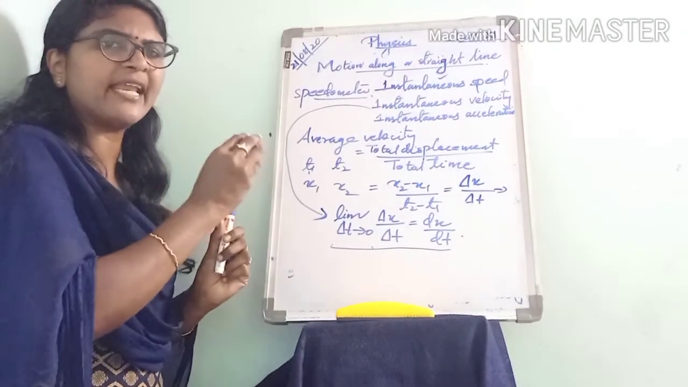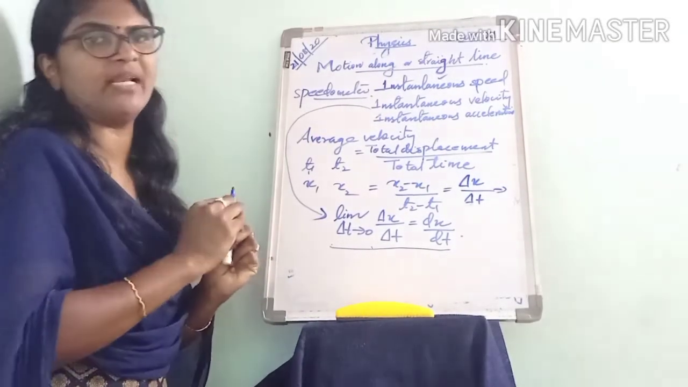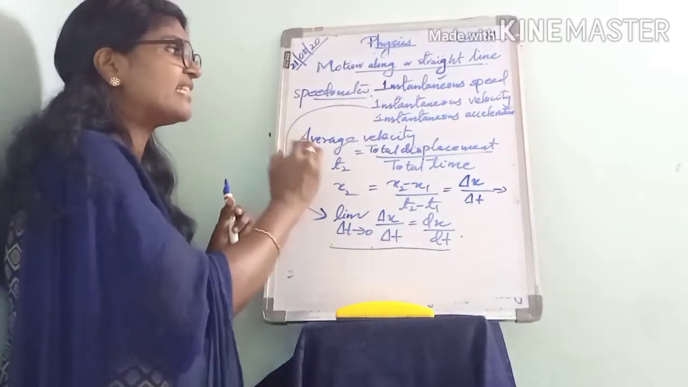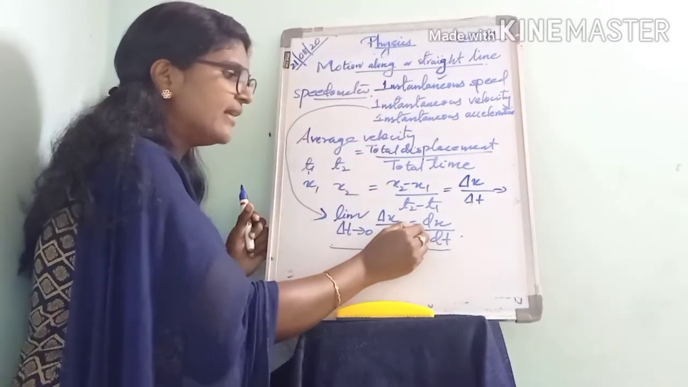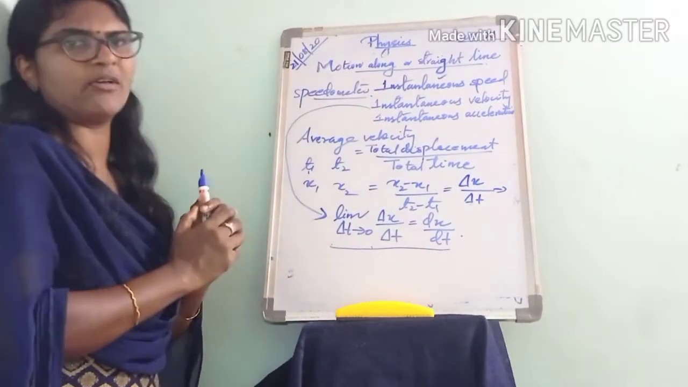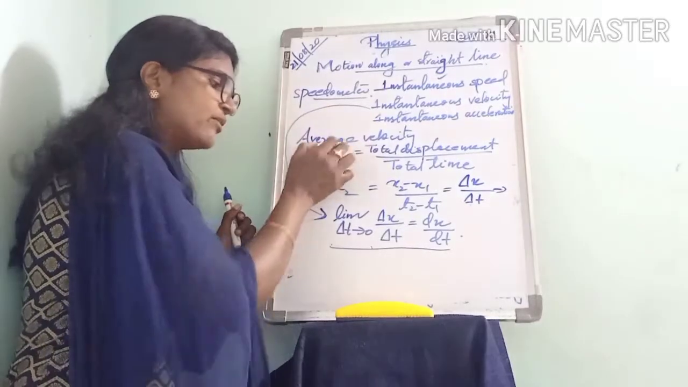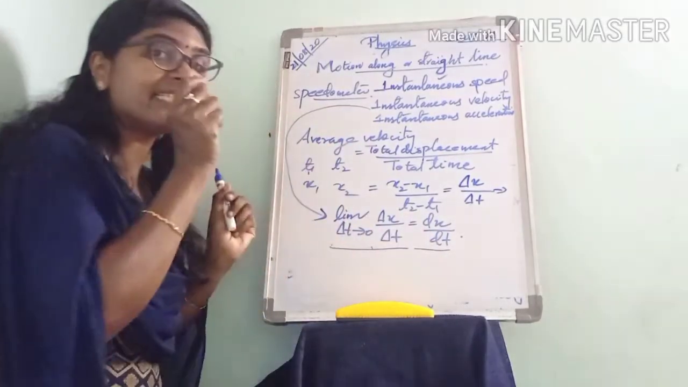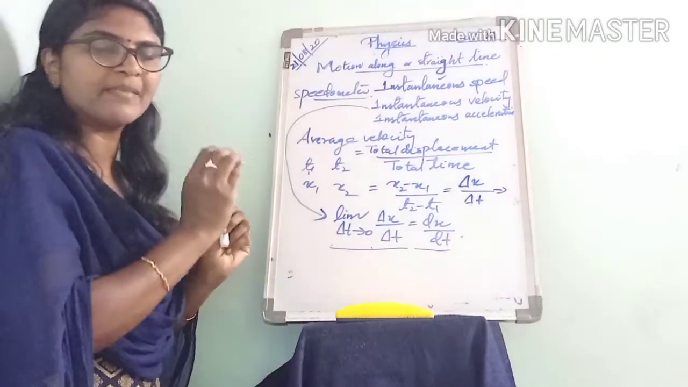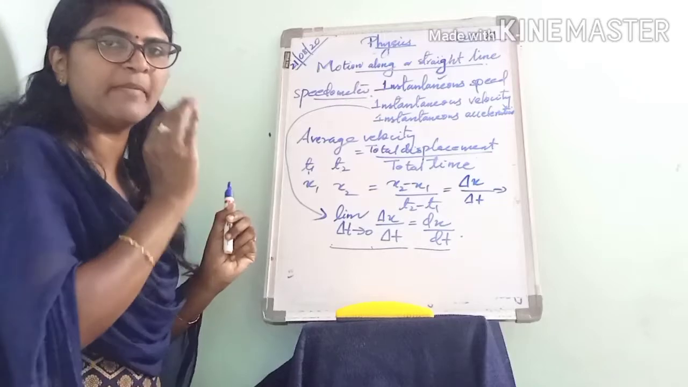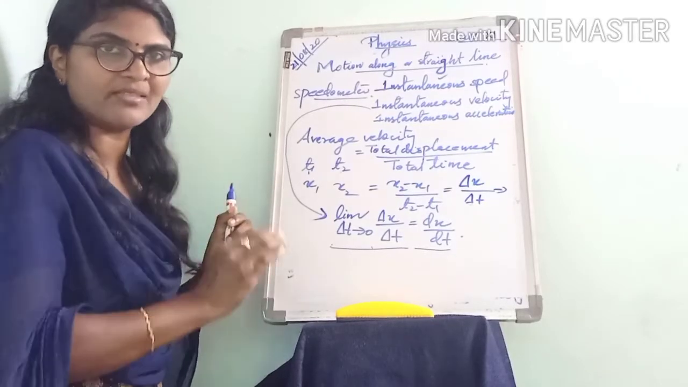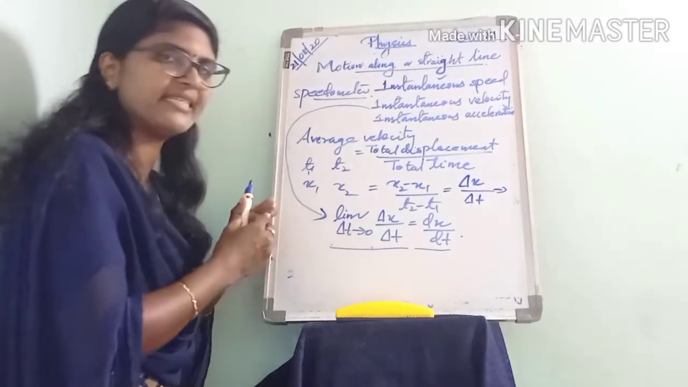Here we are considering only a certain time interval. So the velocity at a particular instant of time is called the instantaneous velocity. And from the average velocity we can measure the instantaneous velocity. Then how can we calculate it?